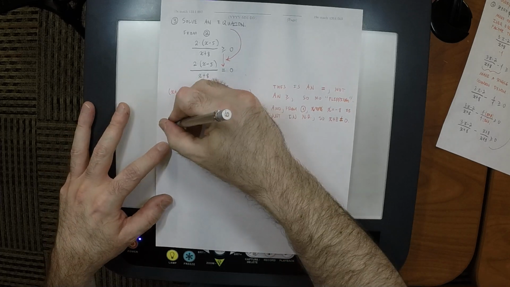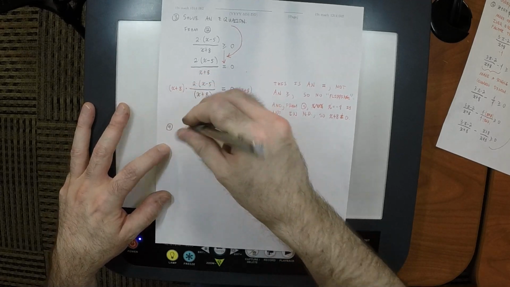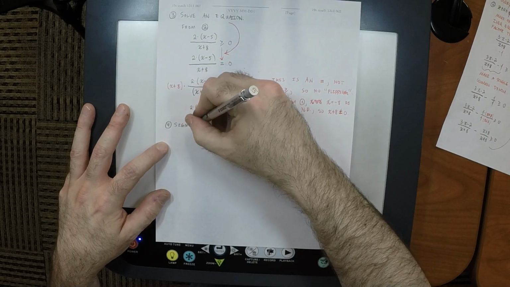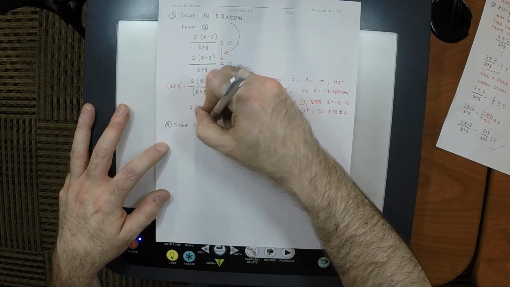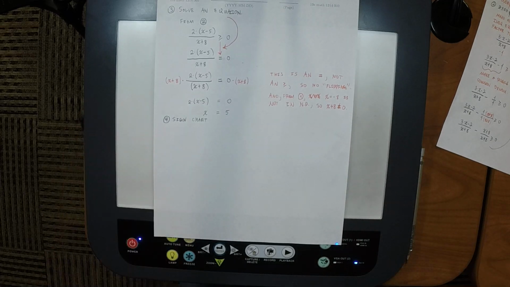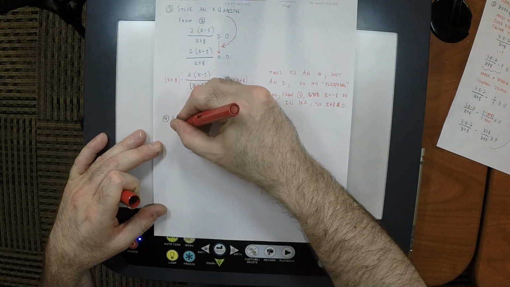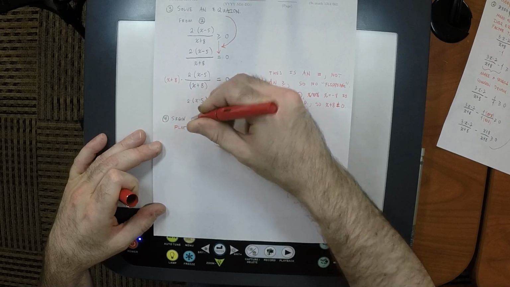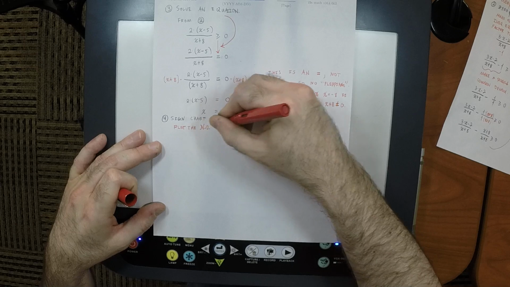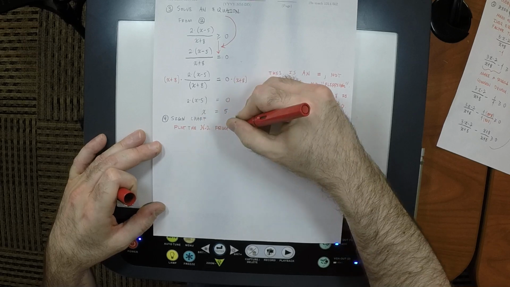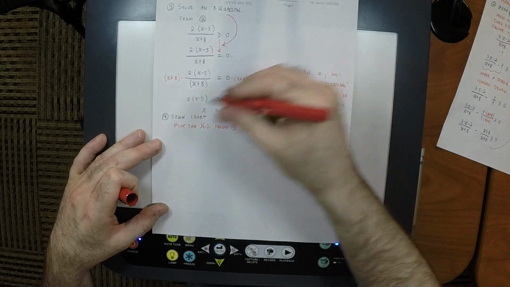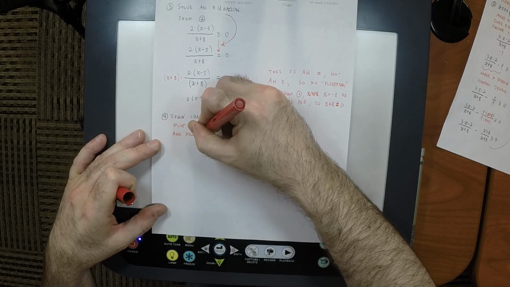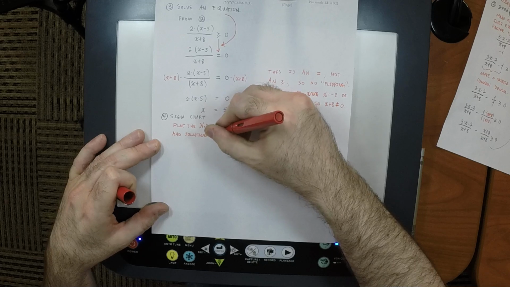All right, step 4. This method is named after this step. The name of this step is called sign chart. So what we're going to do is plot the natural domain from step 1 and the solutions from step 3.